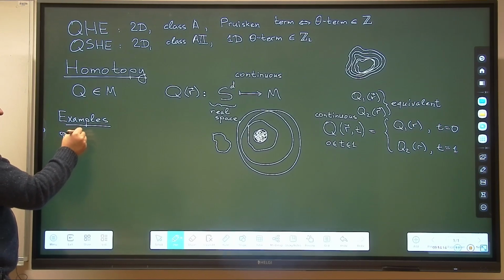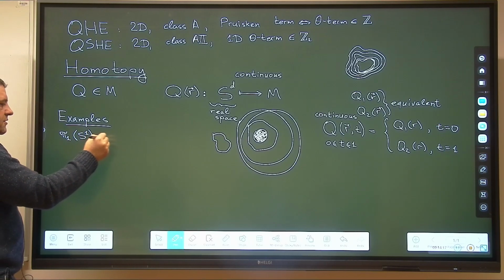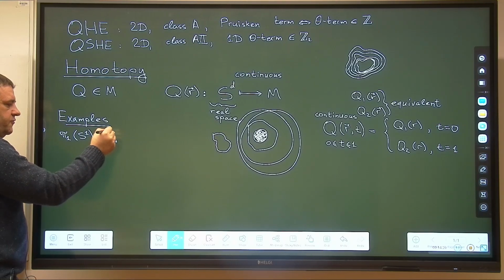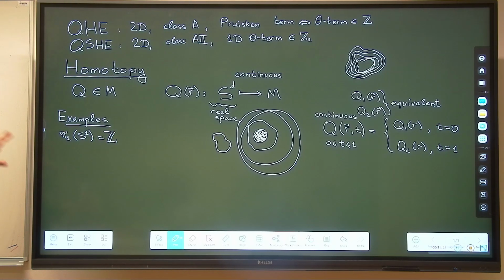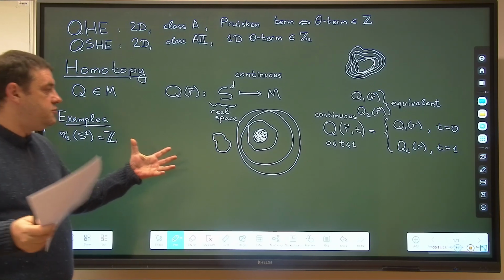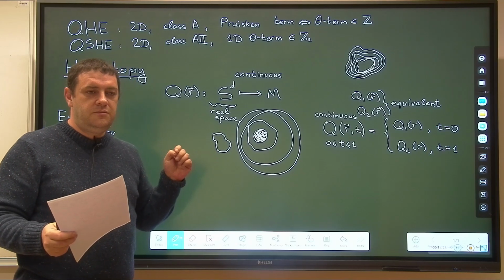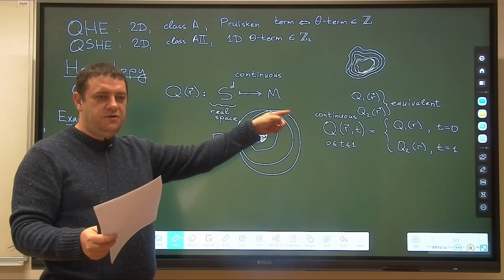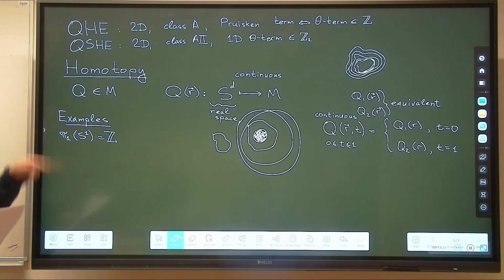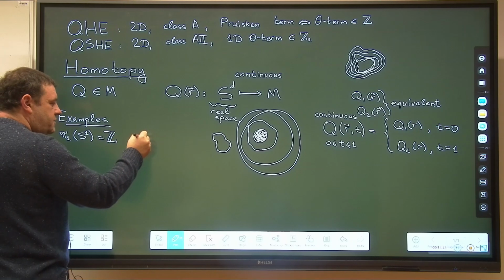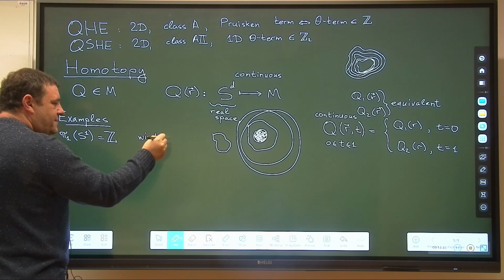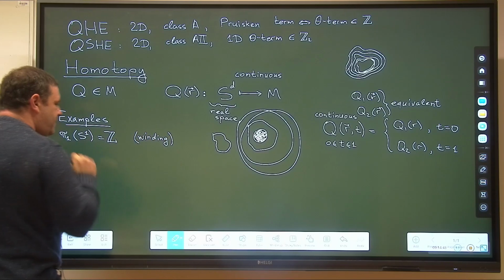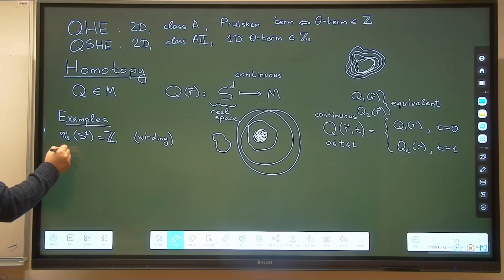Pi 1 of S1 equals Z. We already discussed this before. This board with a hole is actually topologically equivalent to just a circle. So mapping a circle, a one-dimensional sphere, into a one-dimensional sphere allows for any integer number that counts the winding. It's the winding number. This integer Z.